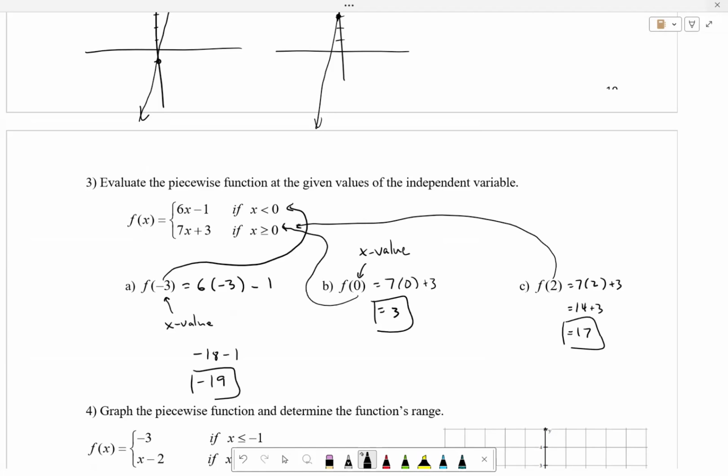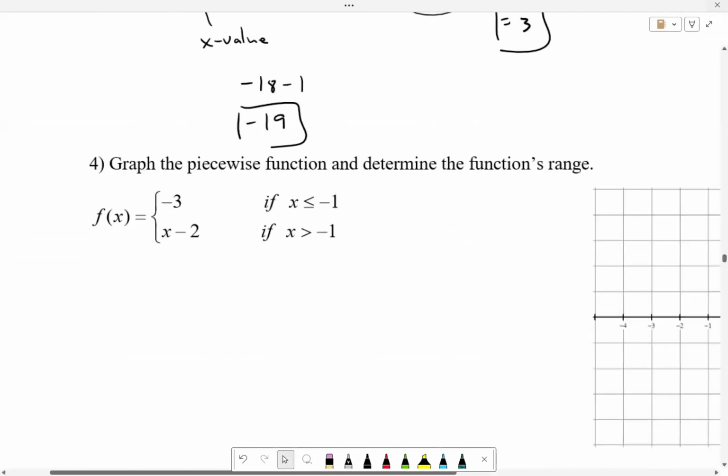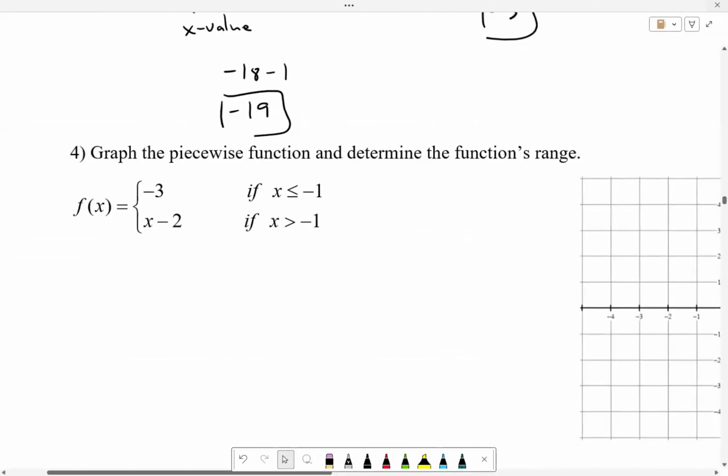Okay, so I kind of jumped the gun with the graphs because I think that's what the next one is. So you can consider that a warm-up. Okay, here we go. Sorry about that. Graph the piecewise function and determine the function's range. Remember, range is the collection of y values, and do you remember how I told you to think about it? In terms of a room, it is floor to ceiling.